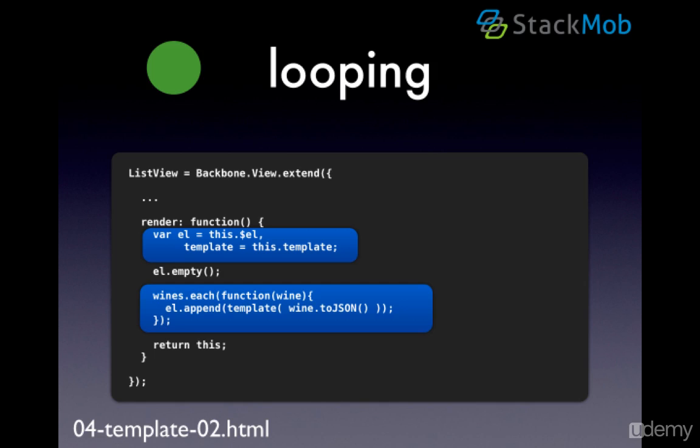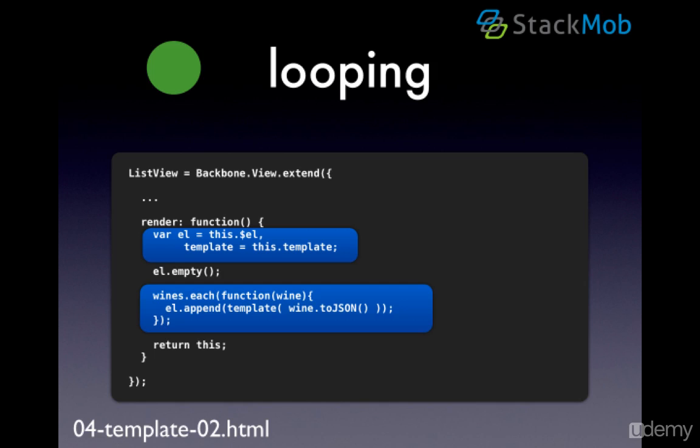all of our wines. We're going to loop over each of our wines, and inside of that function we're going to pass in the individual model, the individual wine, and inside of that I'll say wine to JSON, and that will then get rendered to my template and appended to my element.